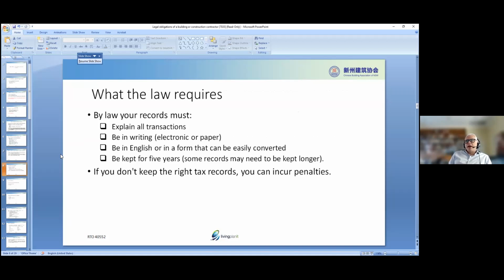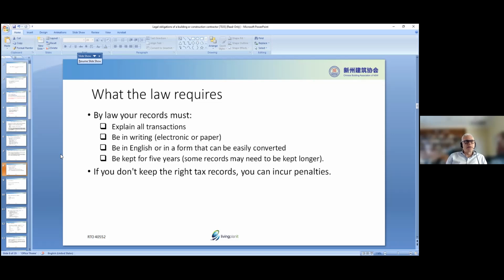So what the law requires, you must be able to explain all the transactions. In other words, explain, where did this money go? Where did you get this money? Okay, that's obvious. The law can ask us to explain these things.